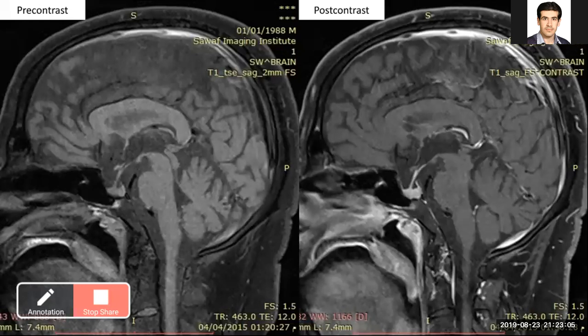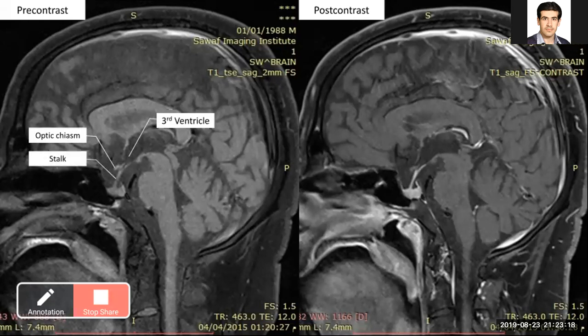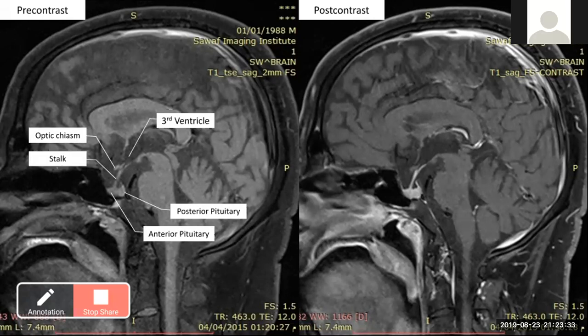This is a sagittal image, pre and post contrast, in a normal pituitary area. We see here the third ventricle. This is the optic chiasm, and this is the pituitary stalk, and this is the anterior pituitary. And if we focus here, the bright area here is the posterior pituitary, and we see that the whole pituitary gland becomes bright after enhancement, so we cannot differentiate between anterior and posterior pituitary after enhancement.